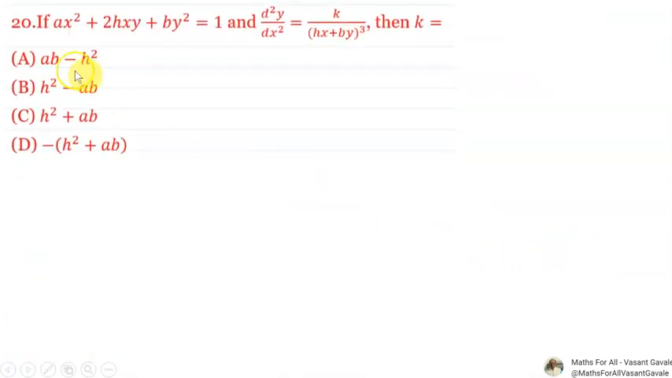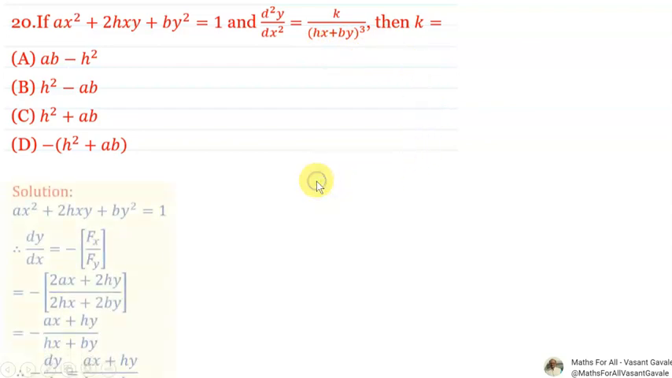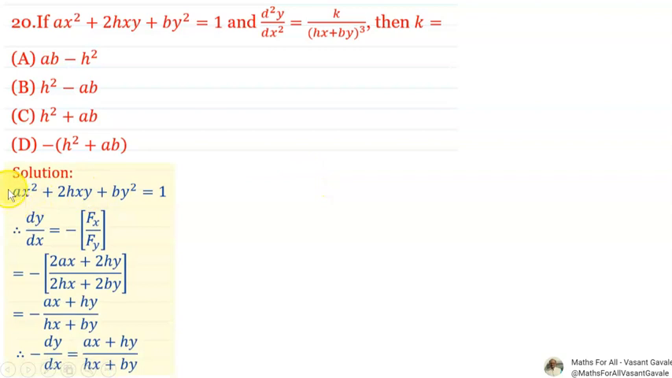Next example: if ax square plus 2hxy plus by square is equal to 1, then d2y by dx square is equal to k upon hx plus by bracket cube, then what is the value of k? This is very important. It is a long type of example. ax square plus 2hxy plus by square is equal to 1. Then dy by dx, it is an implicit type function, so minus fx upon fy.